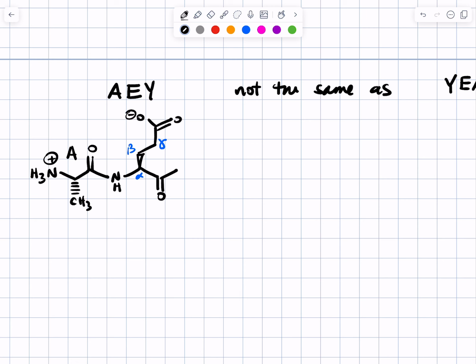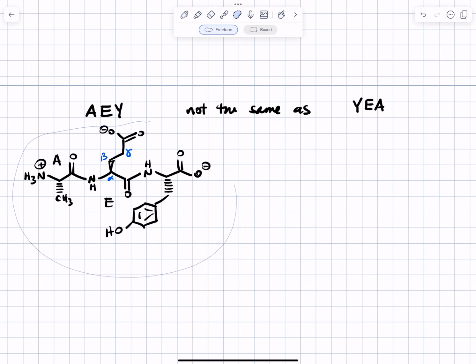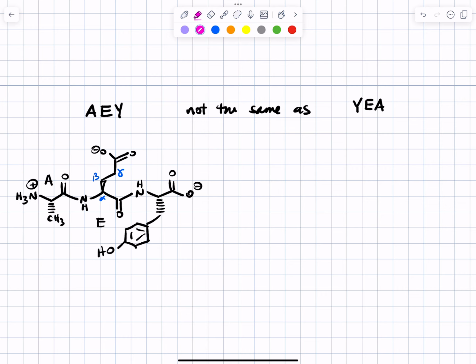Okay, so this is A, this is E, and then the last amide bond takes us to our last amino acid residue at the C terminus. That's tyrosine, which should be a benzene ring and an OH group. Okay, that's AEY. Notice that the pink amino acid at the N terminus is alanine. The orange amino acid in the middle is glutamate, and the blue amino acid at the C terminus is tyrosine.